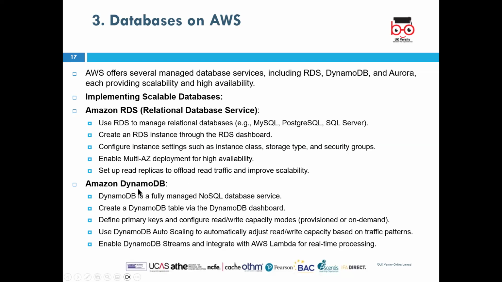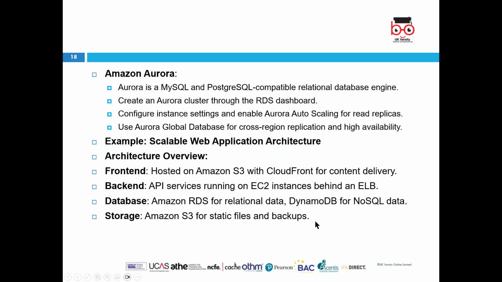Then we have Amazon DynamoDB. DynamoDB is a fully managed NoSQL database, so it's very similar to MongoDB, where we're going to create our table from the DynamoDB dashboard. Then we have Amazon Aurora, which is a MySQL and Postgres compatible relational database engine.